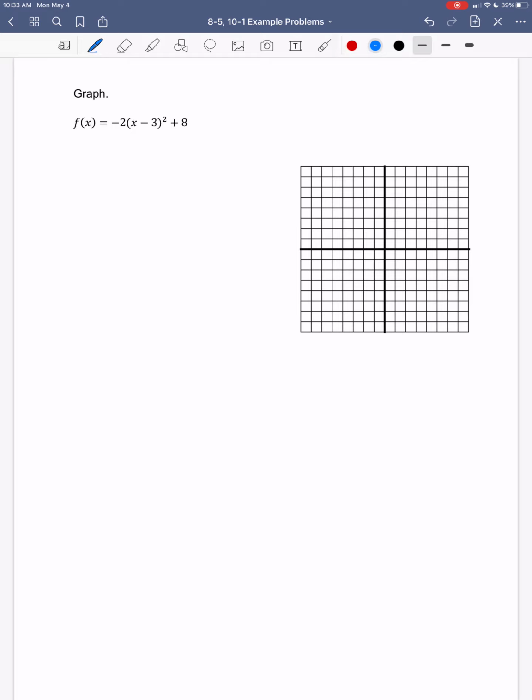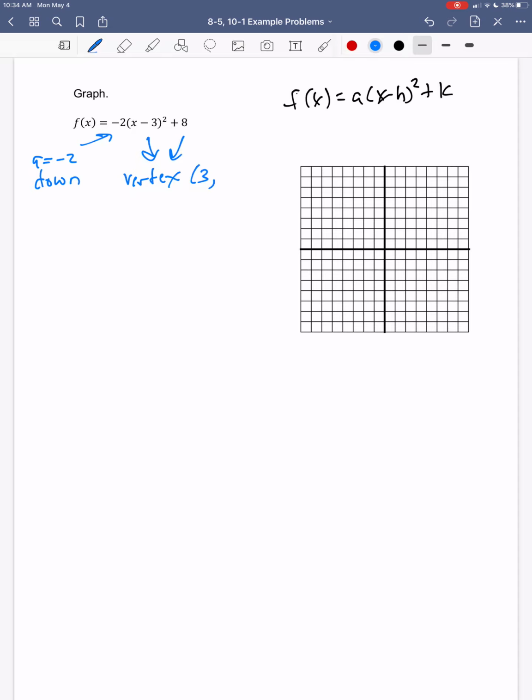Well, this one totally looks like my standard form, a times x minus h quantity squared plus k. So my a value is negative 2. That means it's going to open down. For my vertex, I look at this here. What would I have to put in for x to get 0? I'd have to put in 3.